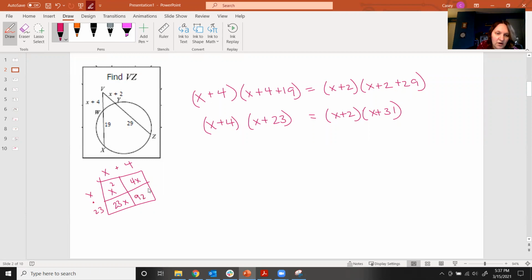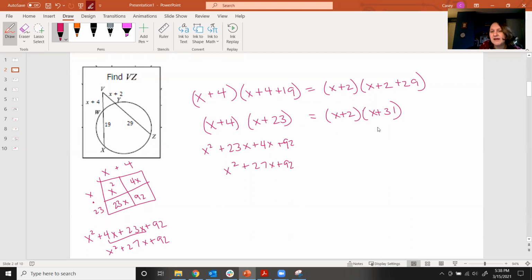And then you would add all of these together and you would say, okay, these multiplied are x squared plus 4x plus 23x plus 92. And then you would combine your like terms. So you get x squared plus 27x plus 92. If you did it the FOIL method, you got x times x, which was x squared, x times 23, 4 times x, and 4 times 23, and you end up with the same thing, x squared plus 27x plus 92.